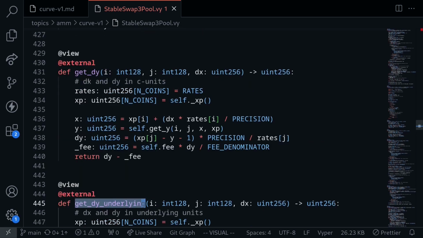The difference between the function get_dy and get_dy_underlying makes sense when the tokens inside this pool contract are yield bearing. For example, for 3pool, the tokens are DAI, USDC, and USDT. If you were to hold these tokens, they will not give you any yield. So in this case, calling the function get_dy and get_dy_underlying give you back the exact same amounts.